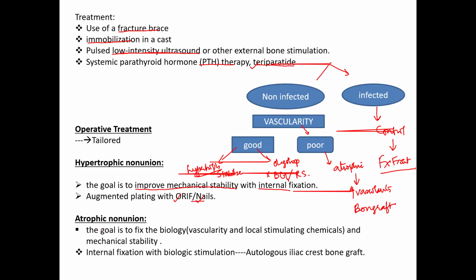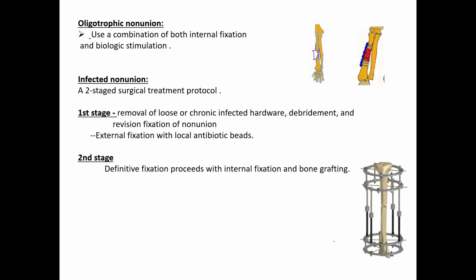Okay. Then in atrophic non-union, as I told, there is loss of biology. There is loss of vascularity, the soft tissue coverage is lost. So what we need to do is give vascular stimulation by using autologous bone graft. We generally collect bone graft from the iliac crest. So iliac crest or cancellous bone graft we can put in atrophic non-union.